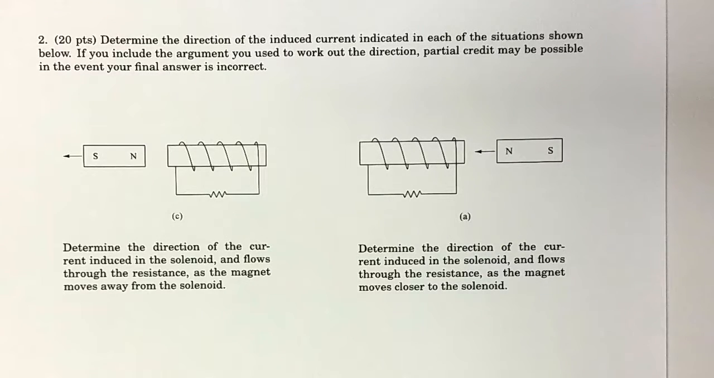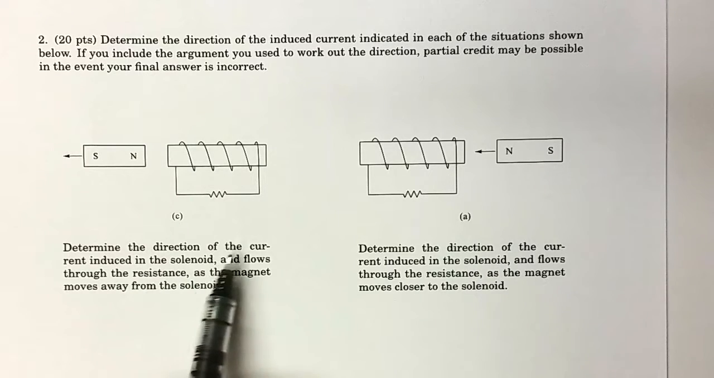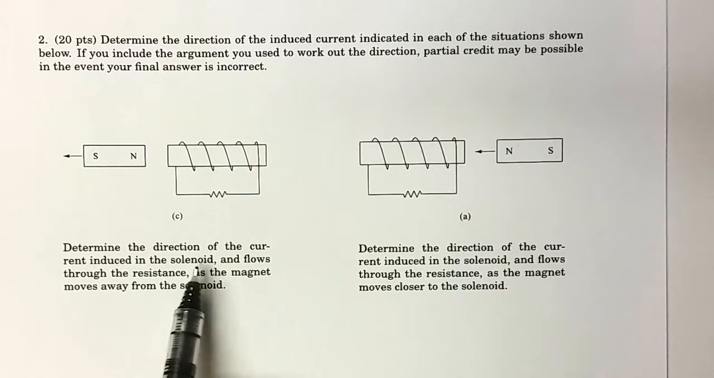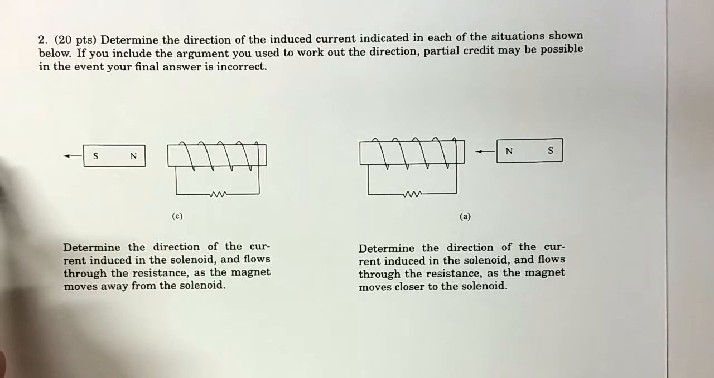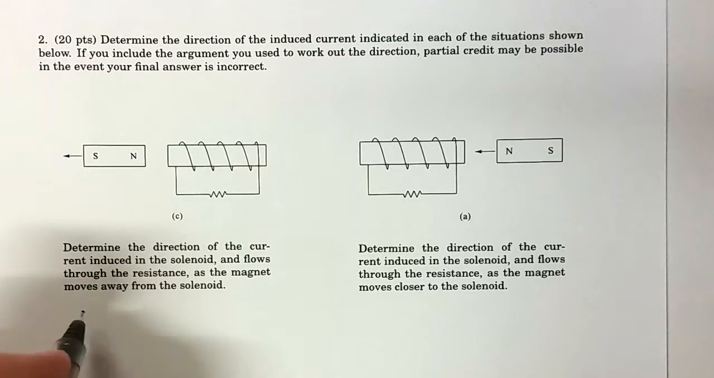Problem 2. We want to figure out the direction of the induced current indicated in each of those situations shown here, labeled confusingly, not in alphabetical order. Alright, this first one, labeled C. We want the direction of the current in the solenoid, so that's this thing over here, as this magnet moves away from the solenoid. So step 1, what direction is the magnetic field?